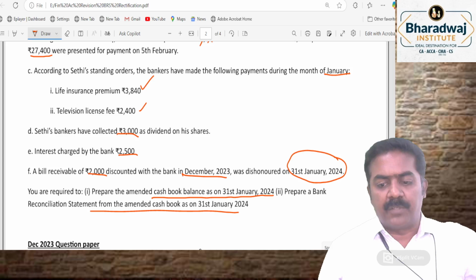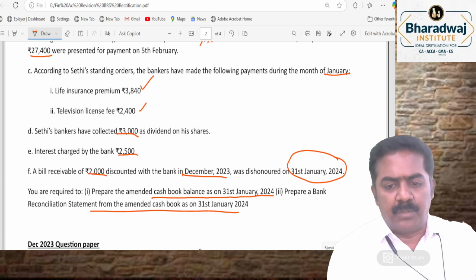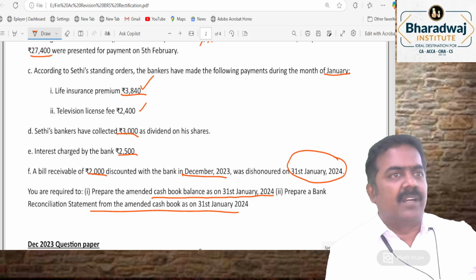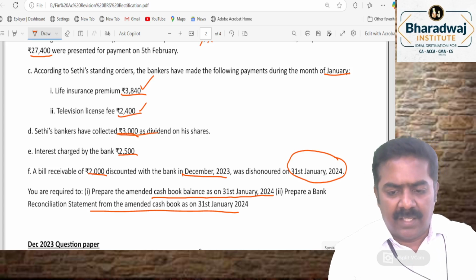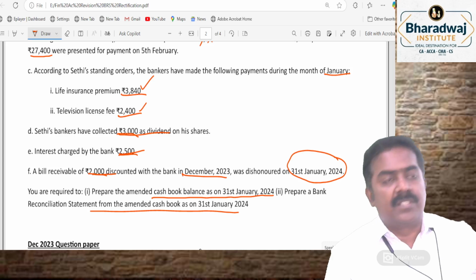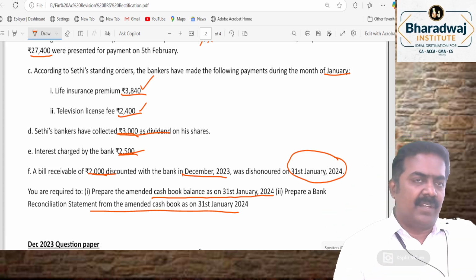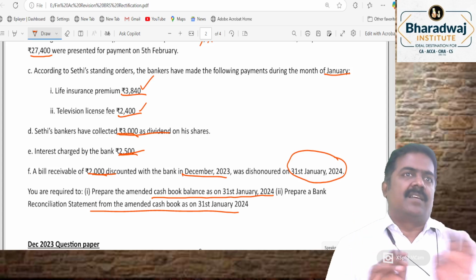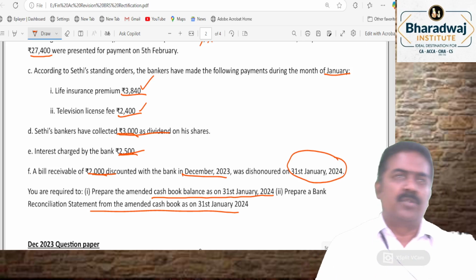They ask you to prepare which one? Look, life insurance premium paid is recorded in the passbook only. We have not recorded it in the cash book. We have to record it. It's an omission. Same way, television fees. They collected dividend. They charged interest. And bills discounted, dishonored, etc. All got omitted. So omissions will be recorded. What omission? In the passbook they are recorded. Actual transactions are recorded in which one? Passbook. We omitted them in the cash book. Those will be recorded.